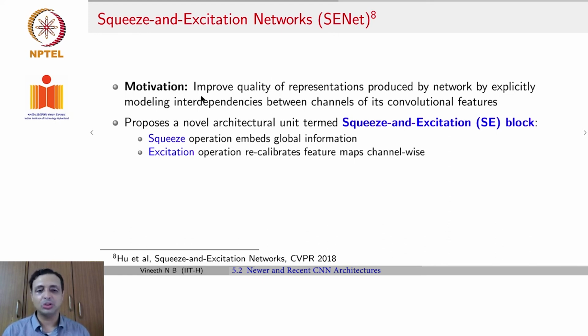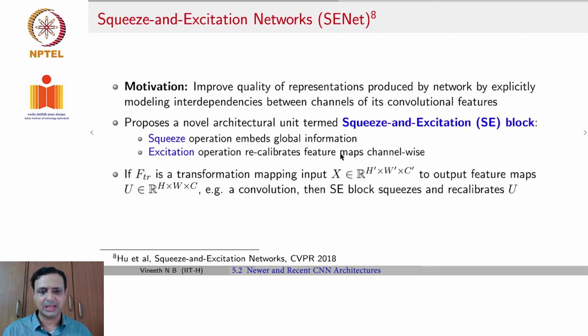The main motivation of this approach was to improve the quality of the representations, which means representations of a CNN are the outputs or the certain feature maps of certain layers in the CNN. They wanted to improve those feature maps by modeling interdependencies between channels in each convolutional layer. This was achieved by the introduction of a new architectural unit known as a squeeze and excitation block, or an SE block, which consisted of two operations: a squeeze operation which embeds global information, and an excitation operation which recalibrates feature maps channel wise. Let's see how this happens.